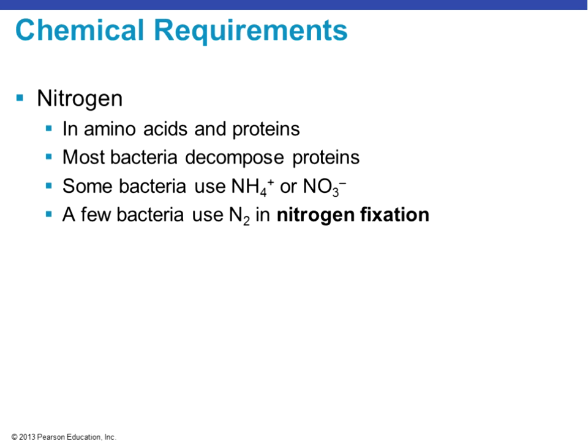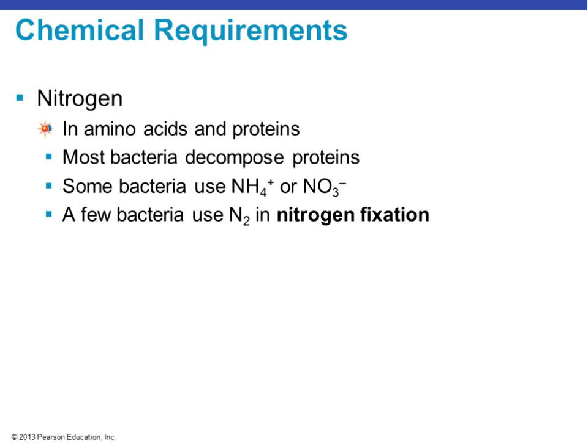Nitrogen is another chemical requirement. We find it in amino acids, and I'm going to start starring some of these things because I think they're very important. We find it in amino acids and proteins. Most bacteria can decompose or break down different types of proteins. One test that we are going to do is called a SIM test, for sulfur, indole, and motility. With the indole test, we're looking to see if bacteria can use that very specific protein of indole.